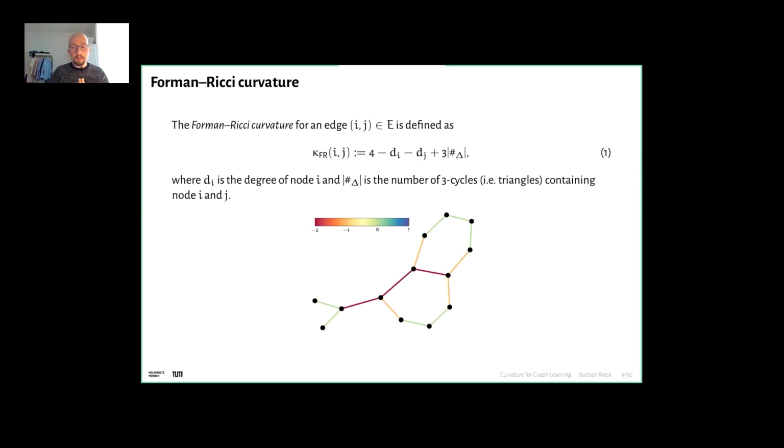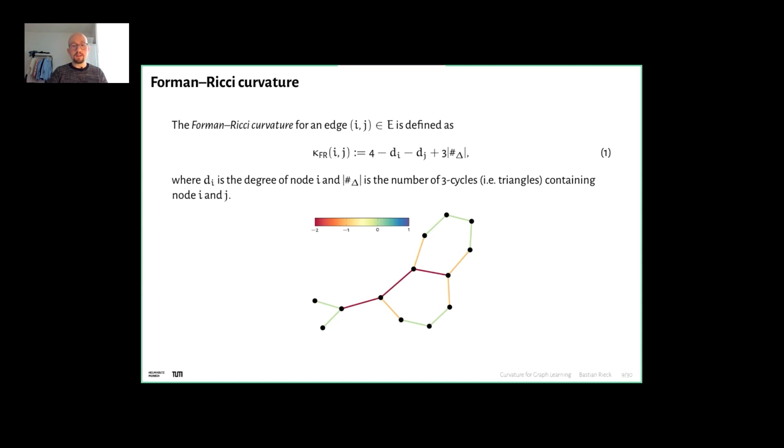Now, that being said, let me give you a brief overview of Forman-Ricci curvature. Forman-Ricci curvature for an edge in the graph is defined as a combinatorial sum of the degree of the respective nodes plus the number of 3-cycles, so the number of triangles that are incident on both of the respective nodes. So it's a very nicely calculable, very efficiently computable, I should also say, invariant of the graph.